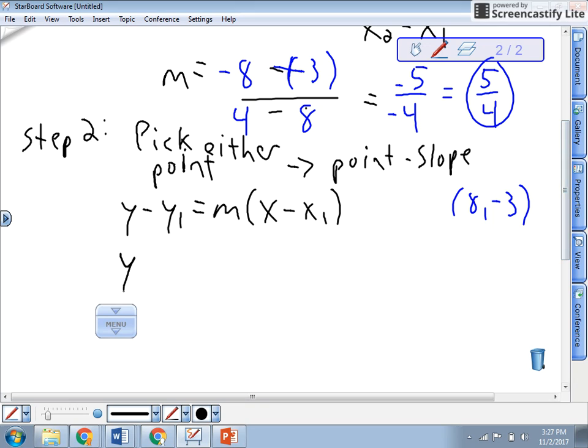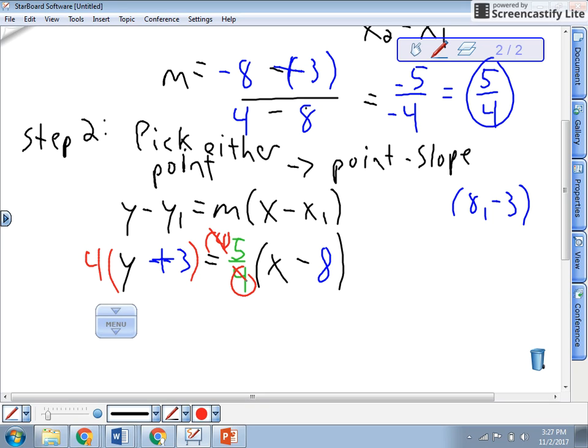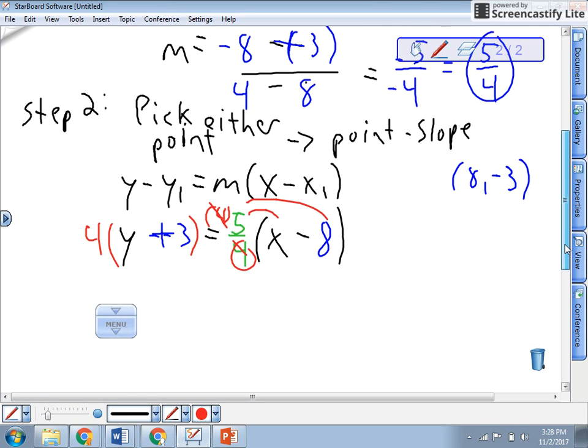So here we go. Y minus y1. Well, y1, it's minus a minus 3. So we know it becomes plus 3. Equals our slope, which we said was 5 over 4. And then we've got our parentheses x minus, and then the opposite of 8, which is minus 8. So there's our equation. It's a fraction. Remember, if we've got a fraction, we're going to multiply each side by 4. So I'm going to multiply each side by the denominator, multiply this side by 4. That'll cancel out there. And then I still have the 5 on top that I need to distribute to this side, just like the last example.